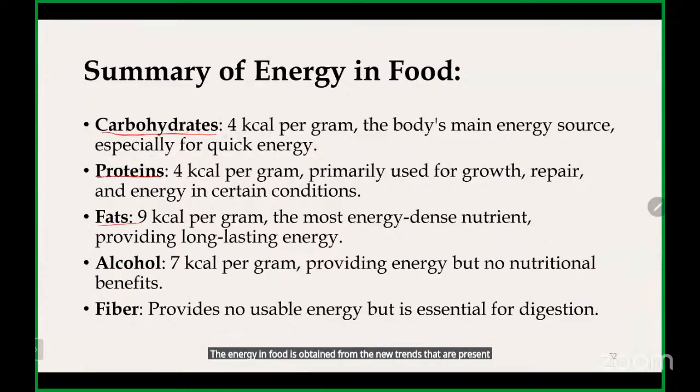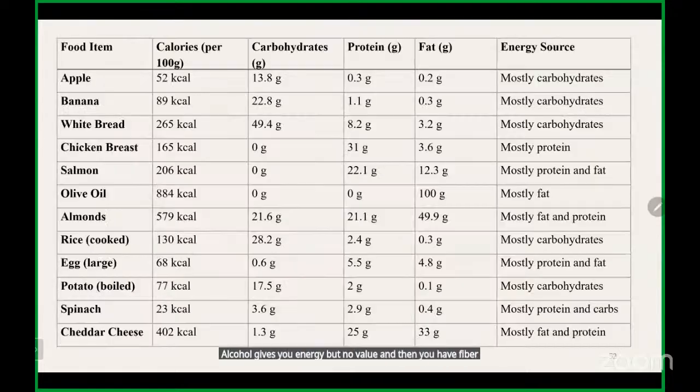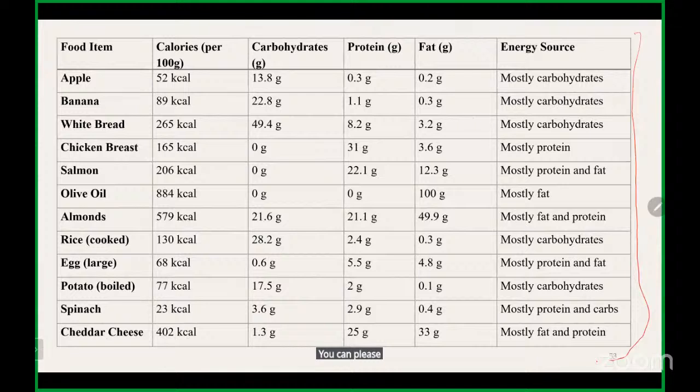Carbohydrates give you 4 kilocalories per gram. Same thing with proteins. Fats give you the highest energy, and they give you long-lasting energy too. Alcohol gives you energy but no nutritional value, and then you have fiber giving nothing. If you look at some of the energy sources of our daily food, we have them here. So I'm going to share this slide with you. You can play with it.